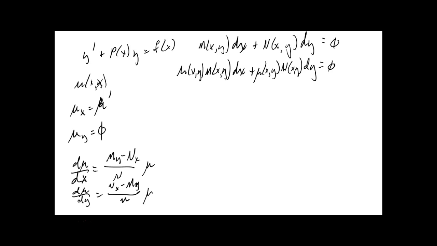How do we rumble? If either one of those is true, here's what our integrating factors are. If this is a function of x, our integrating factor mu of x alone is, now this is where it gets somewhat similar to before, e to the integral of this thing, m sub y minus n sub x over n dx.